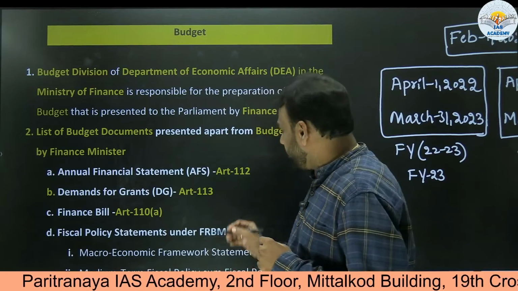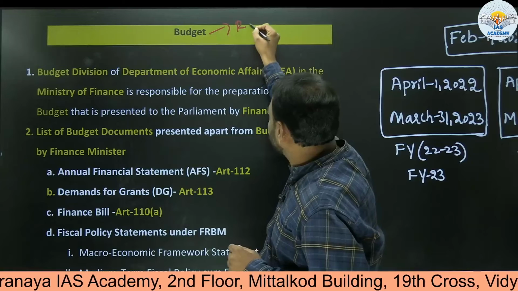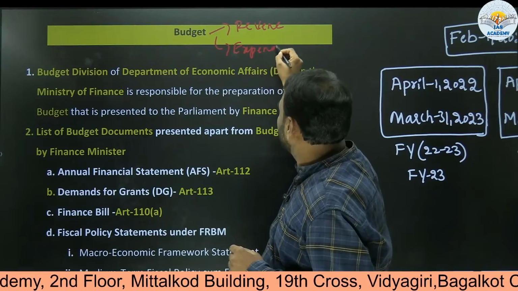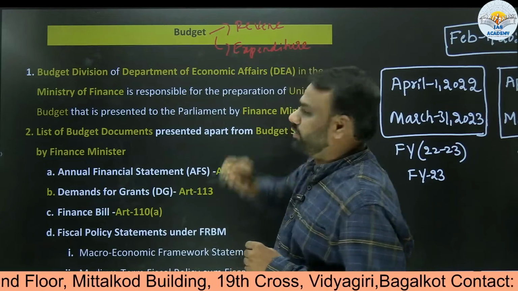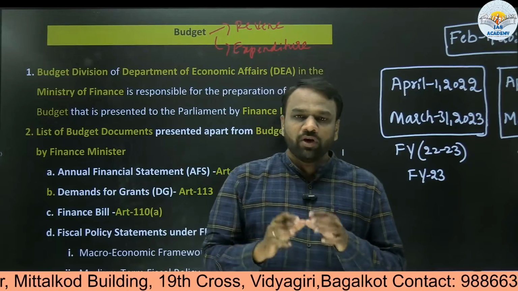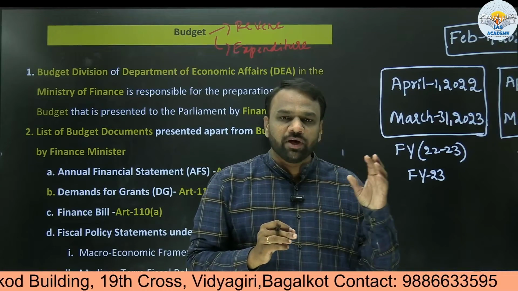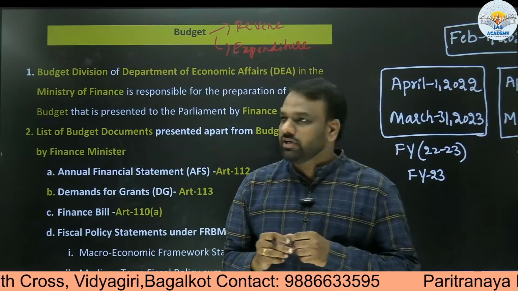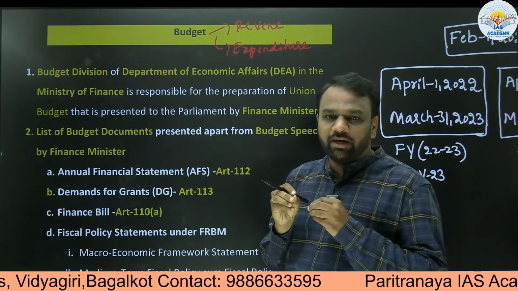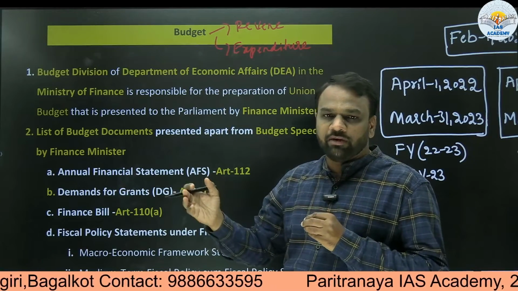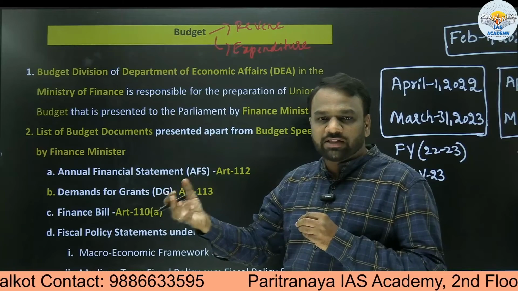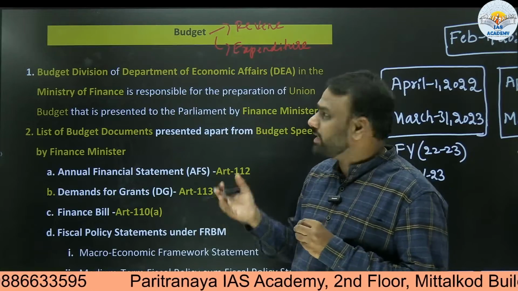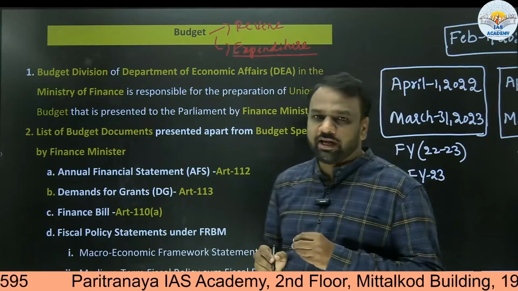When I say budget, it speaks about the revenue and expenditure of the government. Now in order to understand this revenue and expenditure, we also need to understand another concept called financial year. Here revenue indicates incoming money and expenditure indicates outgoing money. Whatever money the government receives is called revenue, and whatever amount the government spends comes under expenditure.